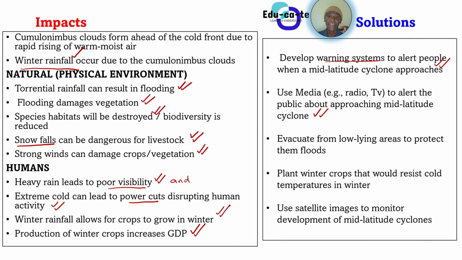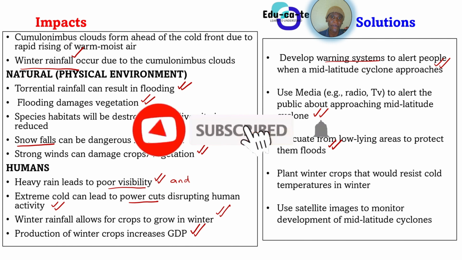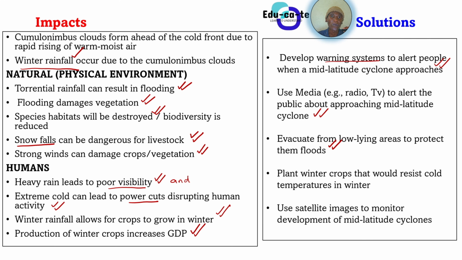So you can also evacuate the people from low-lying areas so that you can protect them from floods. Remember that floods attack the people that are in low-lying areas, for example, people that are staying in valleys or at the bottom parts of the mountains. Basically, those people can be flooded away because when floods attack, they're able to destroy everything. So we need to take those people from the low-lying areas to higher-lying areas so that we can protect them from the floods.